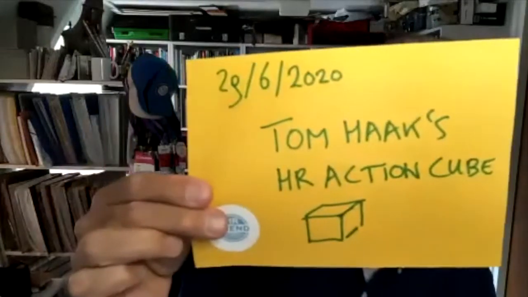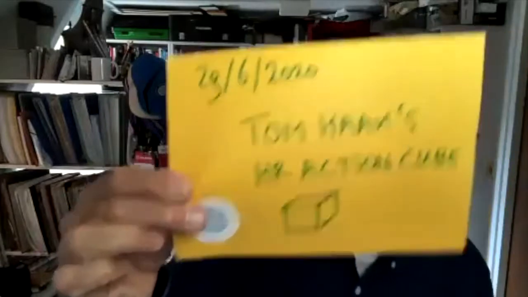What I'm using as a kind of aid these days is what I call the cube. You recognize Rubik's cube, huh? But I have renamed it Tom Haak's action cube. You can see it, Tom Haak's action cube. And so this is the action cube.